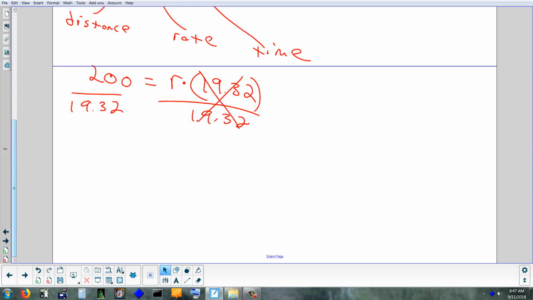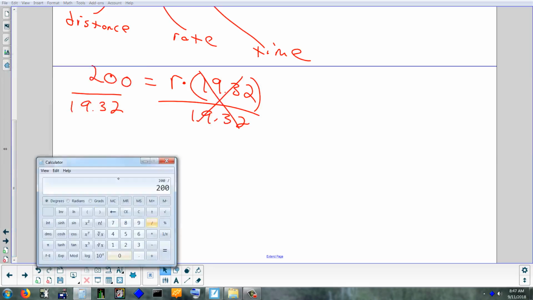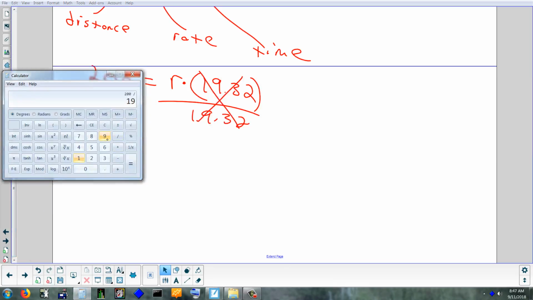Is there one for the calculator, or do you want us to use real calculators like the scientific ones? Yeah, when we have a test or something like that, we'll get out the scientific ones. So for this one, you can just watch me. 200 divided by 19.32. Okay, so you get an answer of 10.35.